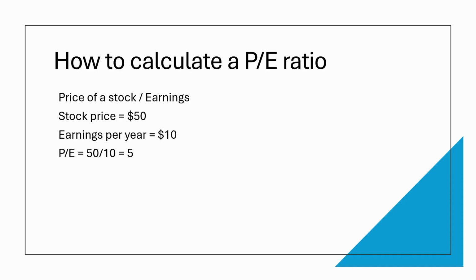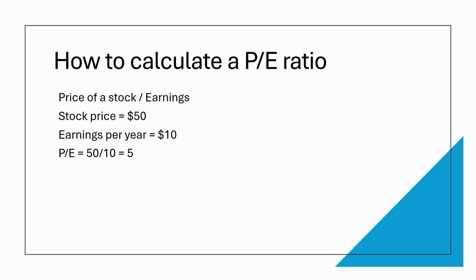Price to earnings ratio is calculated by dividing the price of a stock by its earnings. For example, the price of a stock is, let's say, $50, and the company is earning $10 per share every year. Therefore, price divided by earnings would be $50 divided by 10, equal to 5.